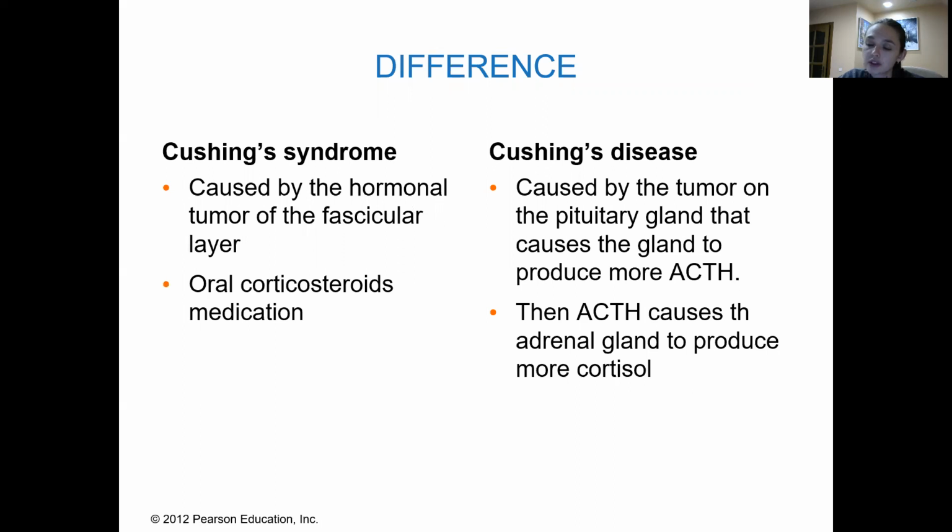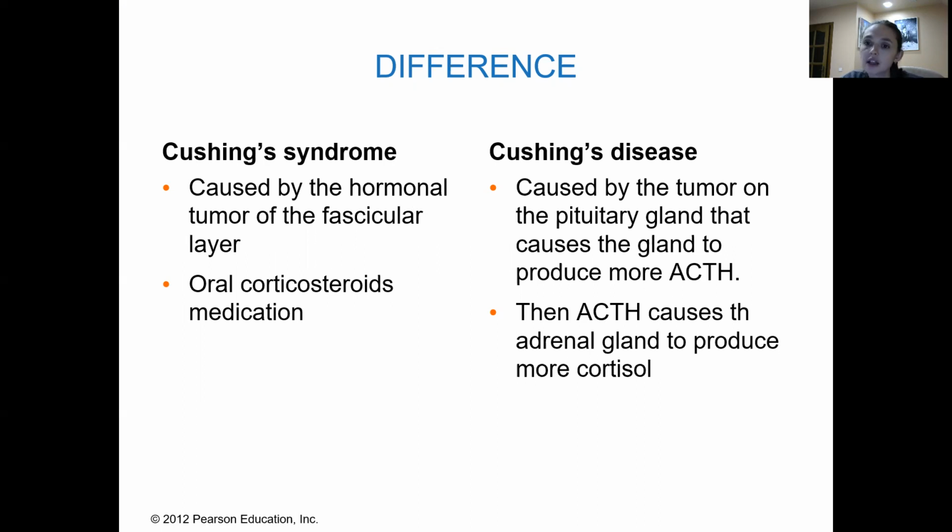What I want to show you is how to better understand the differences between Cushing syndrome and Cushing disease. Cushing syndrome is caused by a hormonal tumor of the adrenal cortex. As a result, there is increased production of cortisol. Or it could happen due to oral corticosteroid medication, which could lead to an increased level of cortisol in the blood and have such adverse effects like we discussed previously.